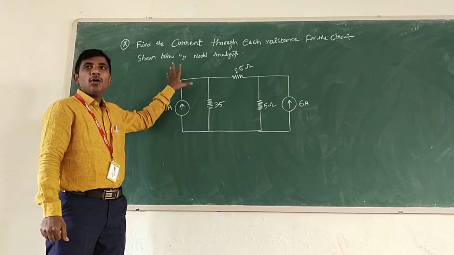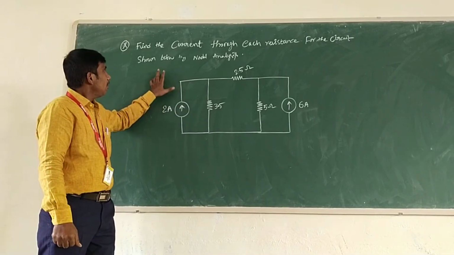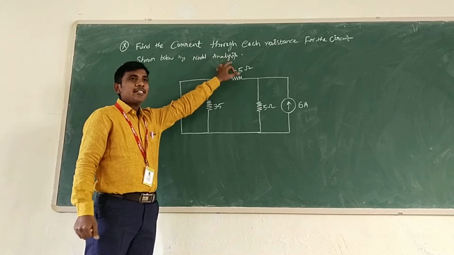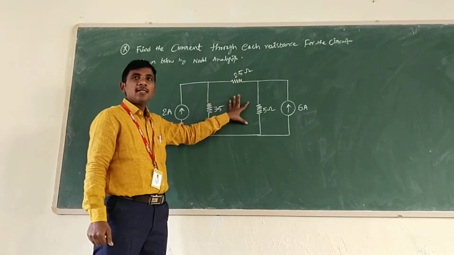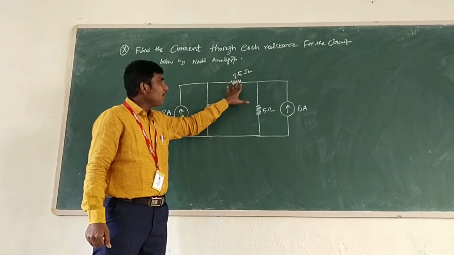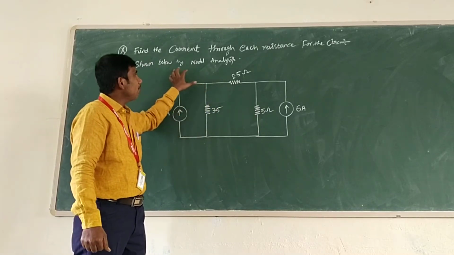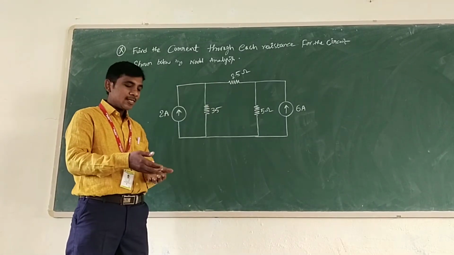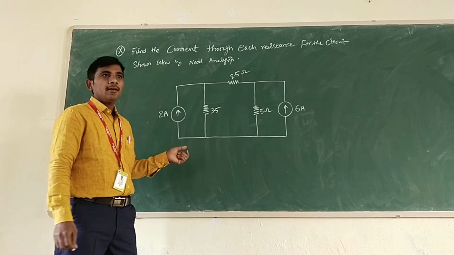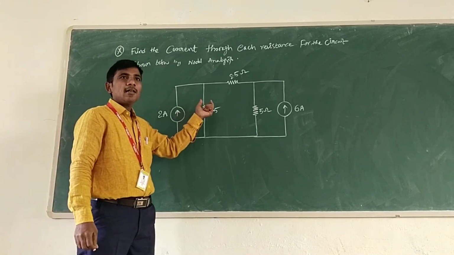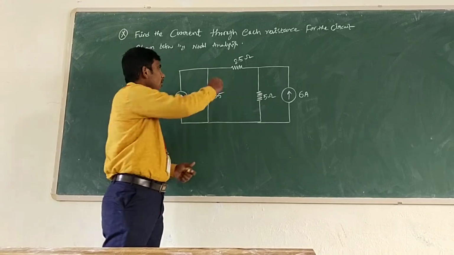Numerical problem, nodal analysis, KCL. Find the current through each resistance. There are 3 resistances. What is the current flowing in the 2.5, 3.5 and 5 ohm resistances? We have to calculate by using nodal analysis. Nodal analysis represents KCL. Kirchhoff's current law is also called node analysis.